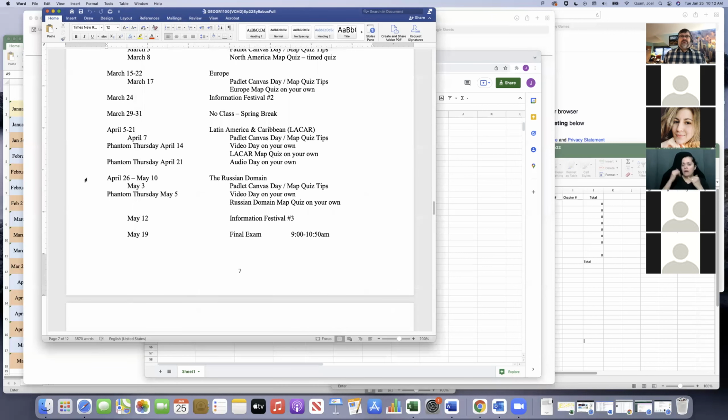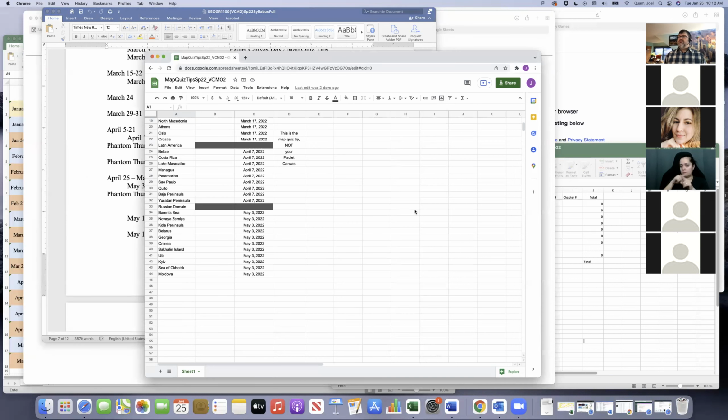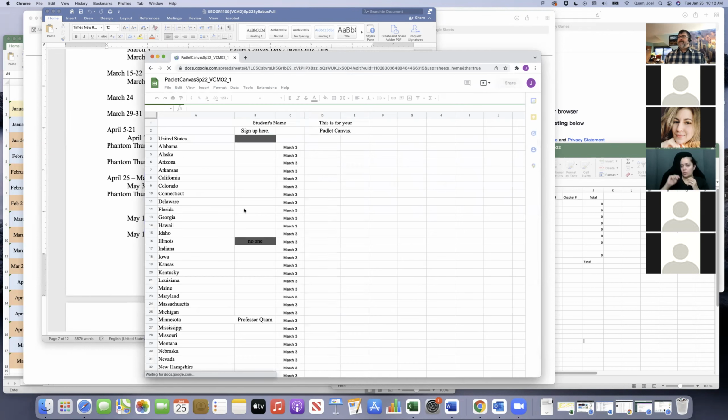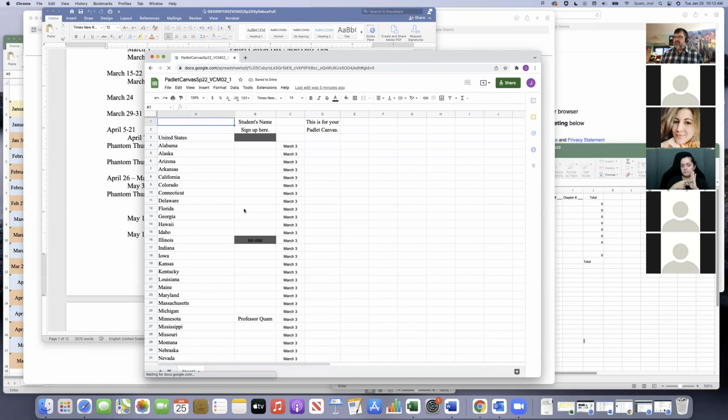Now, Europe, Latin America, Russian domain, each of those had a Padlet Canvas Day too. But the sign-up sheet that I showed you for Padlet Canvas was only for North America. I showed you this sign-up sheet. Okay, so that means there's a second sign-up sheet.